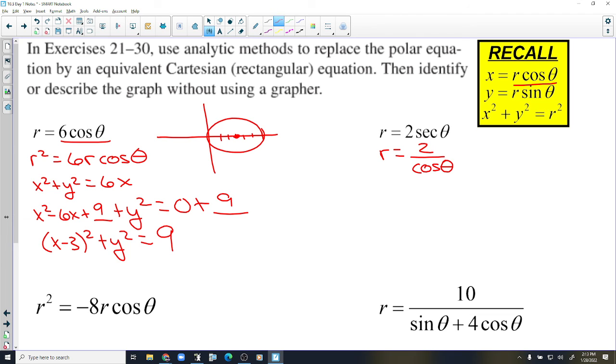Two over cosine. Students are tempted to multiply both sides by r on this one, but that's way too hard. This one's much easier than that. Not when it's secant and cosecant. We just change it to cosine, multiply by cosine, and we've got it. It's x equals 2. It's a vertical line. So you'll be tempted to multiply both sides by r there. We don't do that. Too hard.